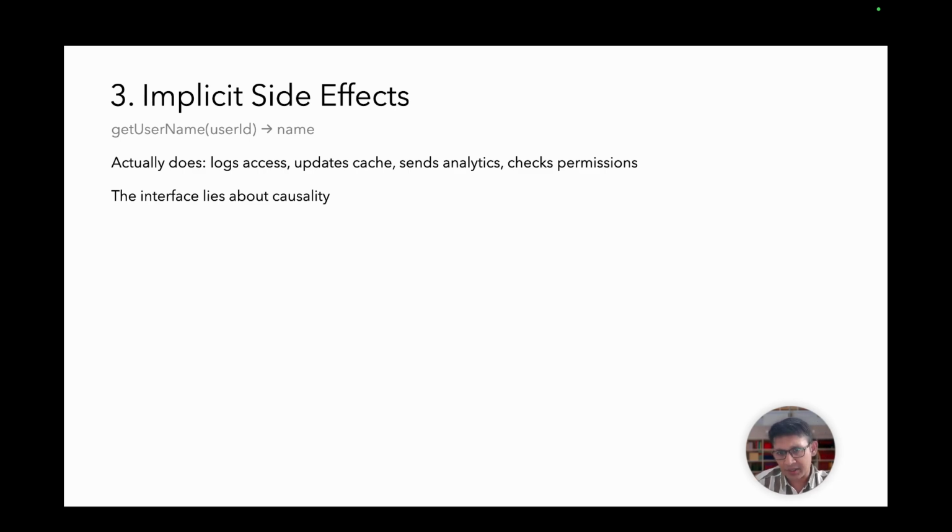The third is implicit side effects. A function get username takes a user ID and returns a name. Except it also logs the access, updates a cache, sends analytical events, checks permissions, and triggers lazy loads. The signature says I give you a name. The causal reality is I cause 7 different things to happen across the system, one of which produces a name. You can't reason about the code by reading its interface. You must read the implementation and the implementation of everything it calls recursively.